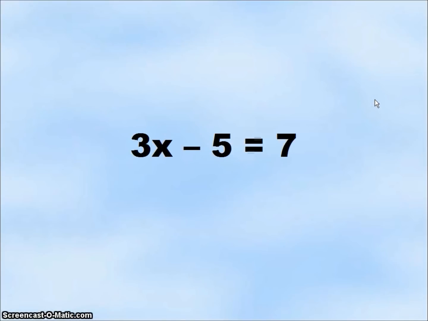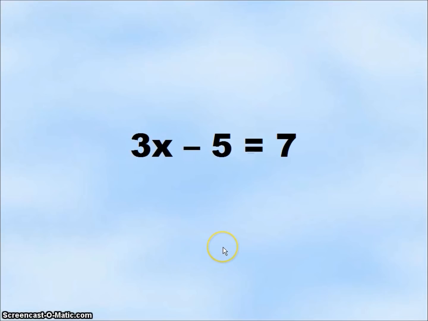Here's an equation. 3x minus 5 equals 7. Basic equation. One variable, x. Pretty basic. The idea in solving for x is to isolate x, getting it by itself. So the first thing would be to isolate the x term.